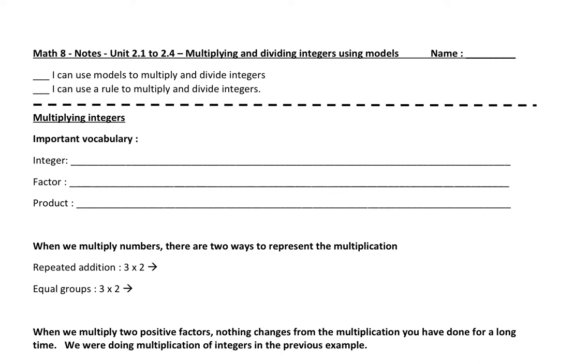To start, we're going to look at the word integer, and as we've seen in class, this means a positive or negative number. We're working just with whole numbers, but remember that these could be part numbers as well. Decimal numbers and fractions can be both positive and negative. Now, factor we've talked about in class as well, and that is a number that is multiplied.